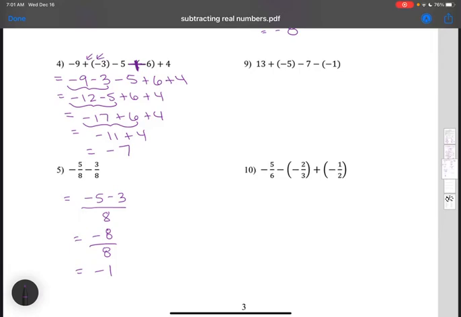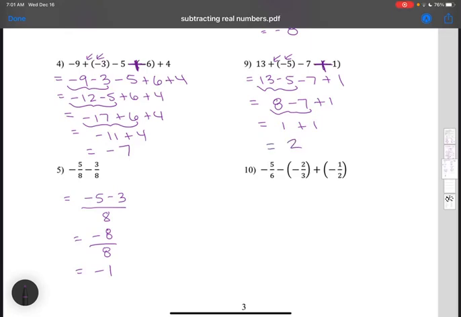Moving over to number 9. Let's change our minus to a plus. And I'm also seeing a plus and negative, which is really just a minus. So I'll go ahead and rewrite. And then I'm just going to start working left to right. So 13 minus 5 is an 8. Bring down the rest. And I finally end up with 2.